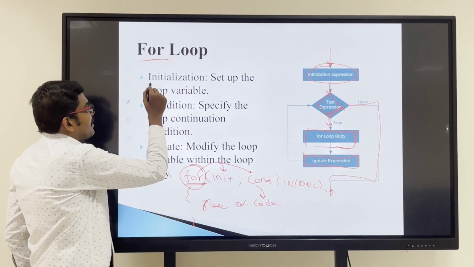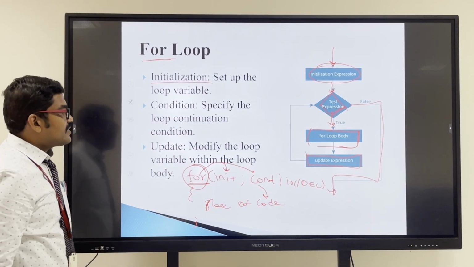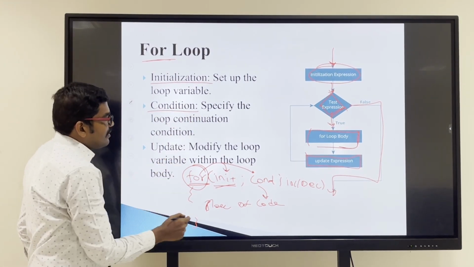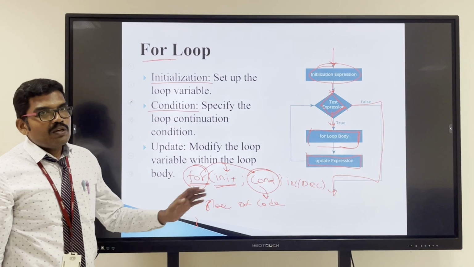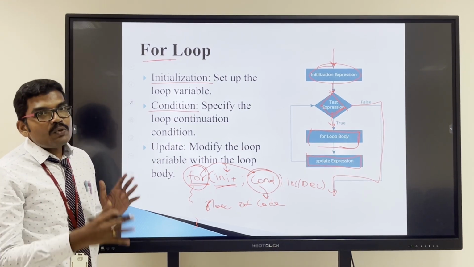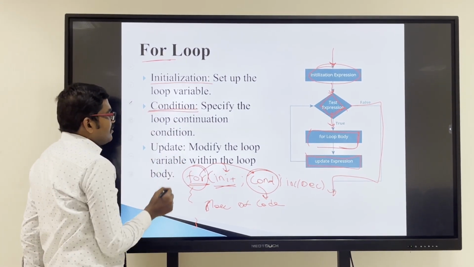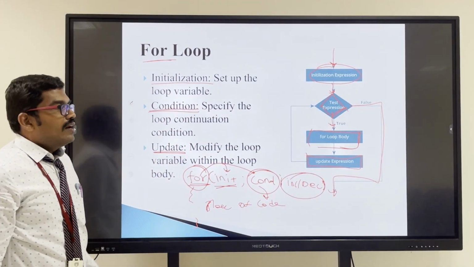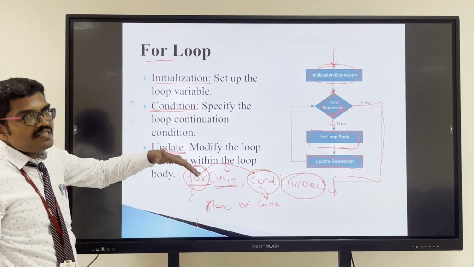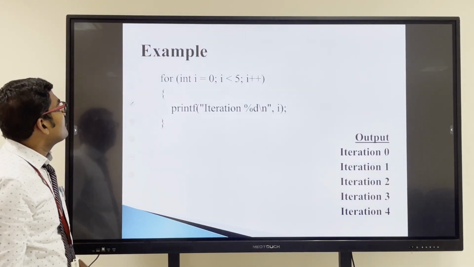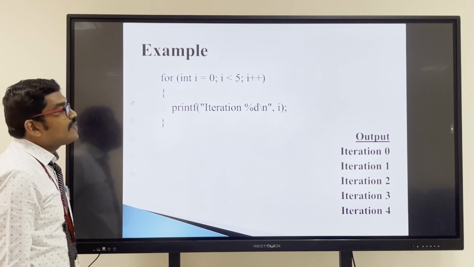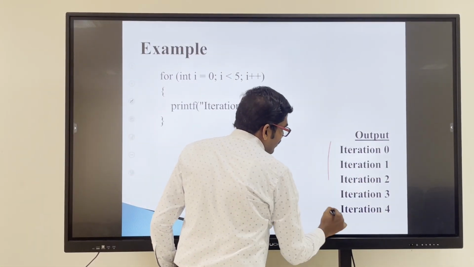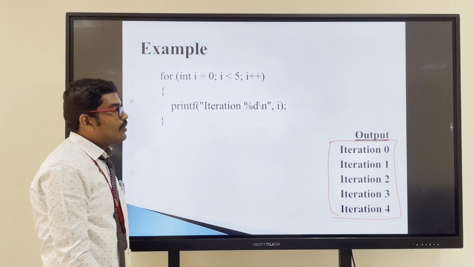Here three parameters are important. The first one is initialization, which is in the first part. The second one is the condition, based on which the loop is going to execute. How many times I want to repeat the loop, that is the condition. Then the update, which is the increment or decrement counter. We'll see one example, then you will understand clearly. It is a simple example to illustrate a for loop. My aim is to print iteration 0, 1, 2, 3, 4.